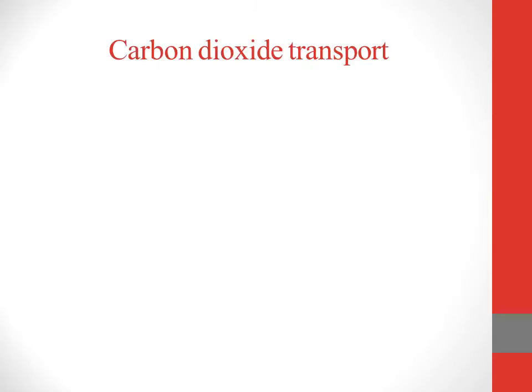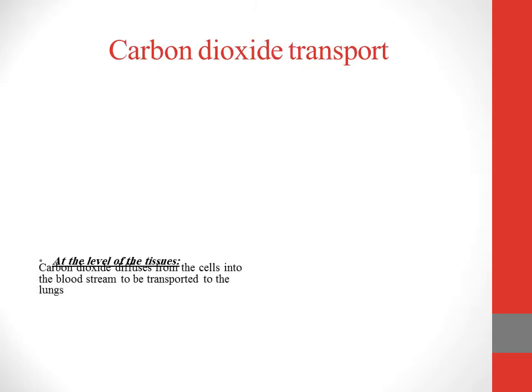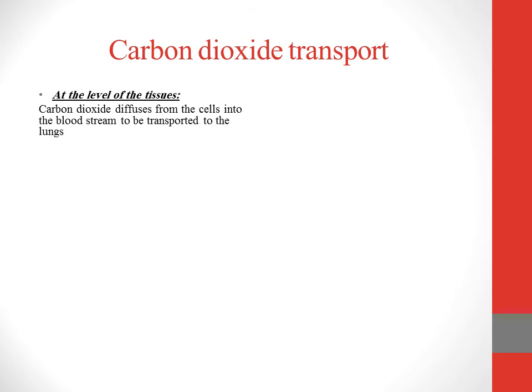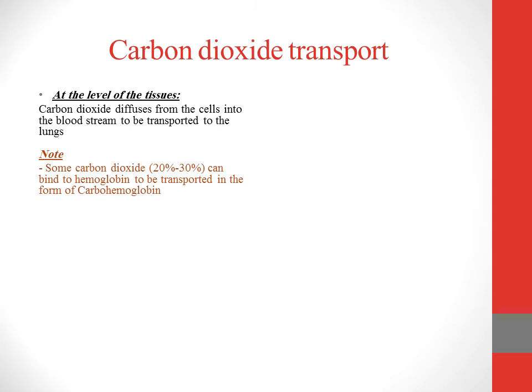What about the transport of carbon dioxide? At the level of the tissues, carbon dioxide diffuses from the cells into the bloodstream to be transported to the lungs. This means that at the level of the body cells, there is a high level of carbon dioxide, which allows the diffusion of carbon dioxide into the bloodstream in order to be transported to the lungs and to be exhaled. In this case, we should know that there are three ways for the transport of carbon dioxide.